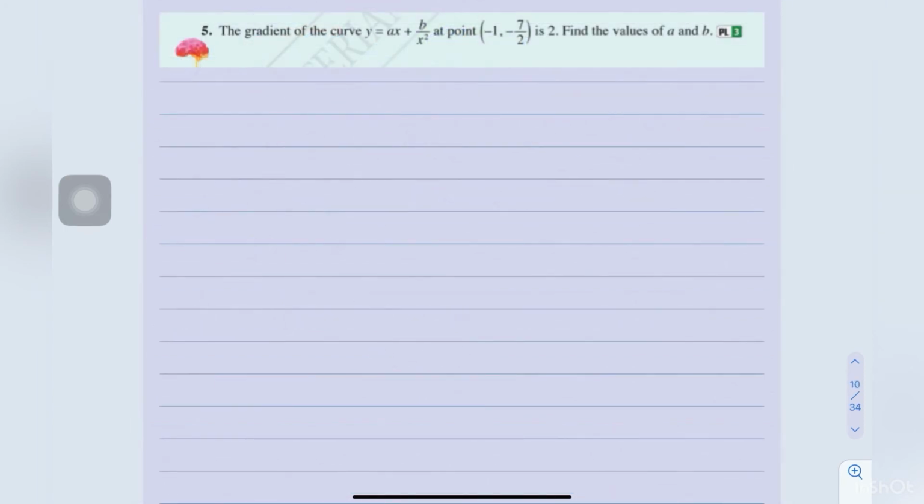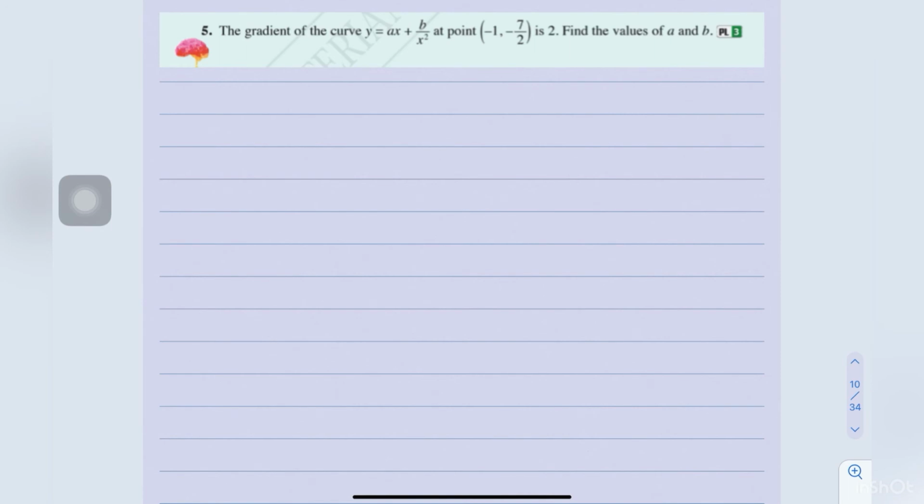Okay, number 5. The gradient of the curve y equals ax plus b over x squared at point (-1, -7/2) is 2. Find the values of a and b. So now the clue is you have to find the values of two unknowns, meaning that maybe you can use simultaneous equations, therefore you have to create two equations.